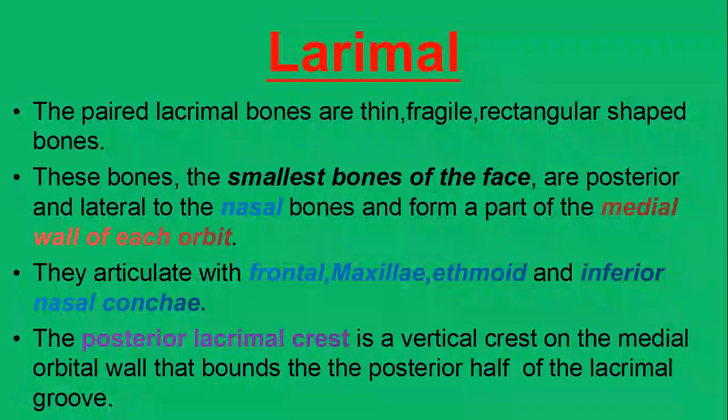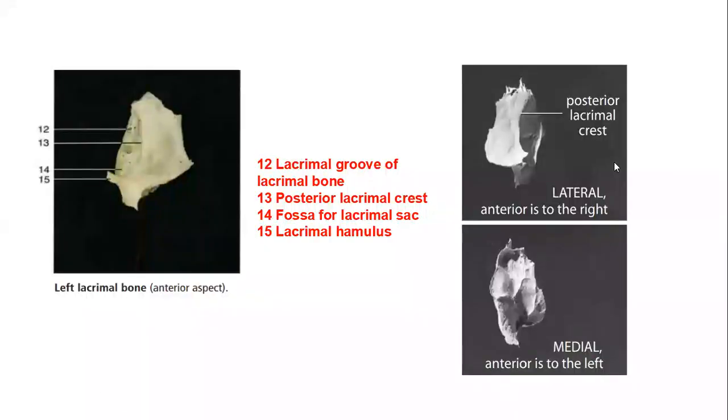For the lacrimal bone, the paired lacrimal bones are thin, fragile, rectangular-shaped bones. These bones are the smallest of the face, are posterior and lateral to the nasal bones, and form a part of the medial wall of each orbit. They articulate with the frontal, maxillary, ethmoid, and inferior nasal conchae. The posterior lacrimal crest is a vertical crest on the medial orbital wall that bounds the posterior half of the lacrimal groove.